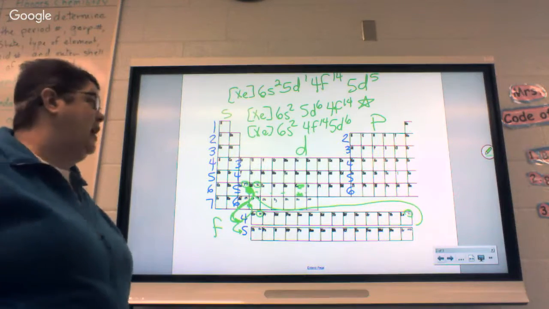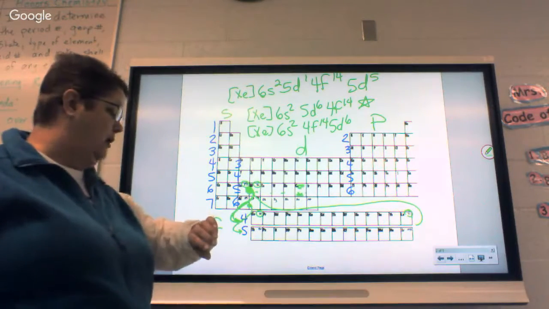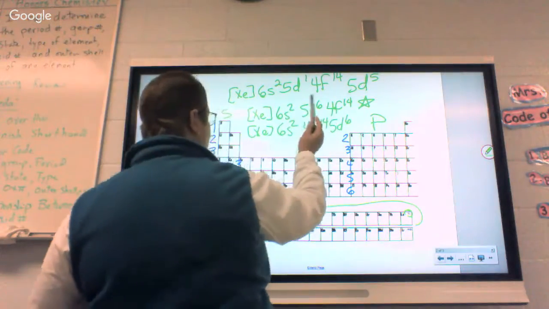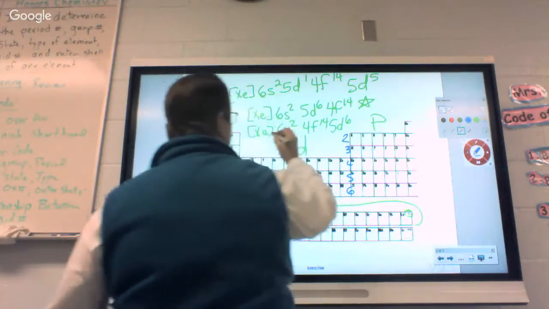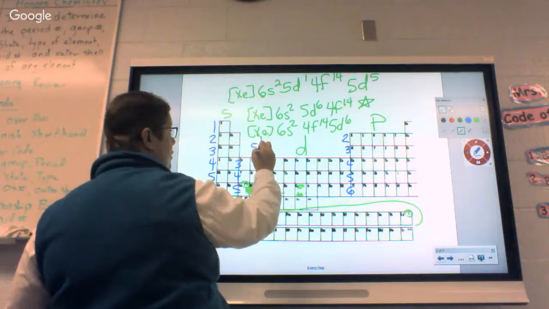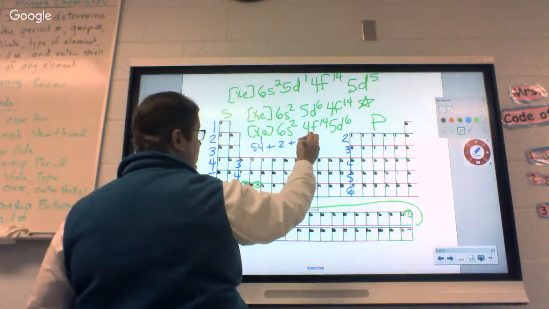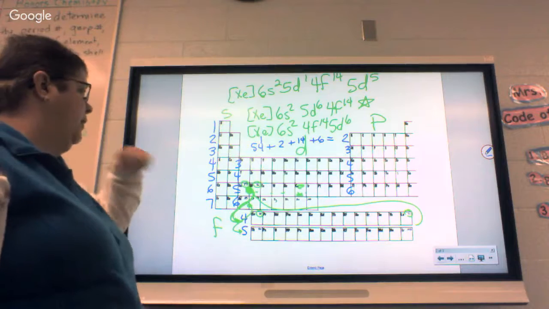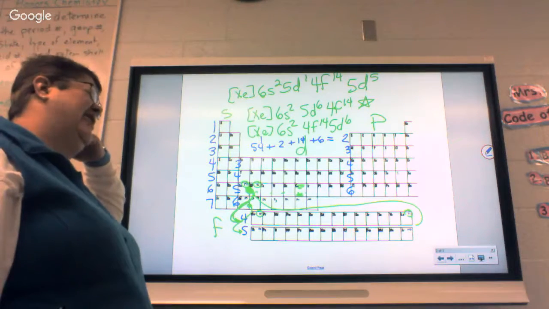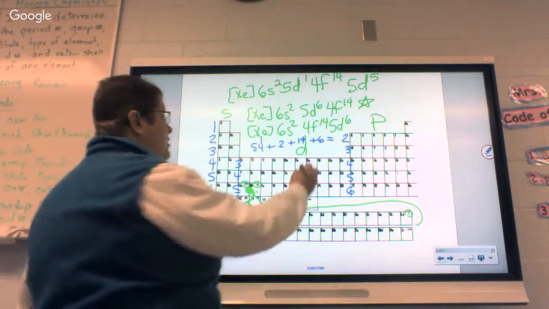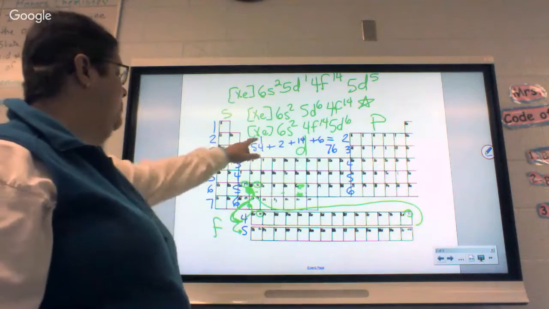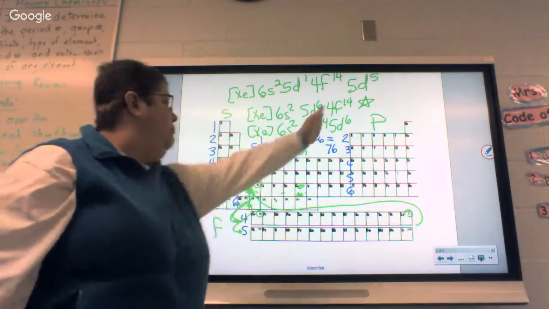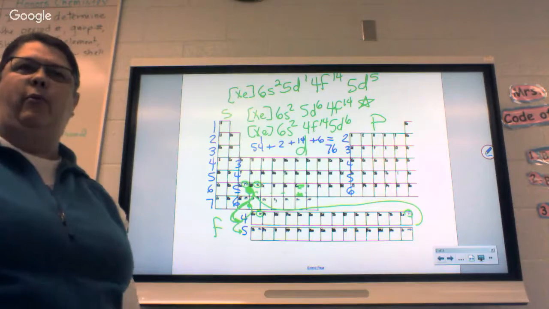A way you can check yourself is, we said the atomic number for osmium was what? 76. Okay? So when you add these numbers together, Xe has what atomic number? All right, so 54 plus 2 electrons plus 14 electrons plus 6 electrons. If I've written the configuration right, I should get 76, right? So 54 plus 2 is 56, plus 10 is 66, plus 4 is 70, plus 6 is 76. So I've got 76 electrons. So as long as I didn't mess up with my 6, my 4, or my 5, then I've probably written the configuration right. Now, as long as I didn't mess up my numbering on my periodic table, I probably wrote it right.